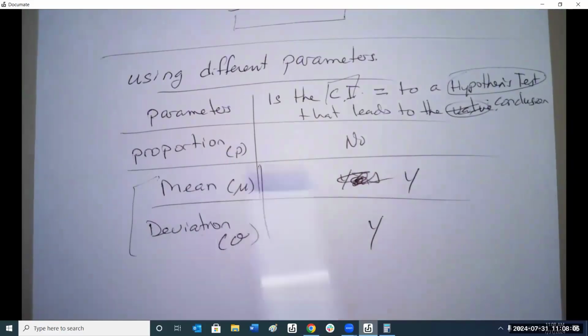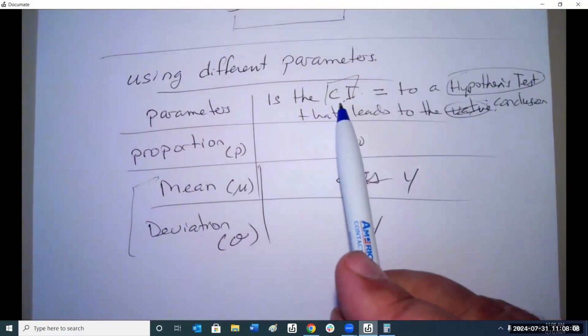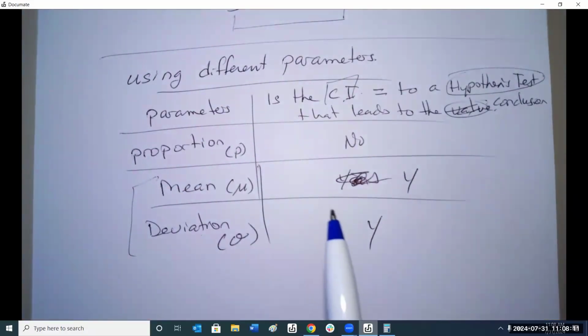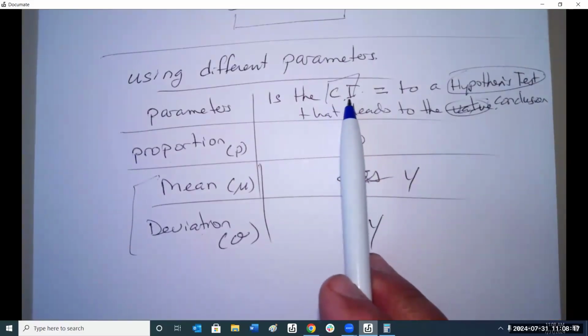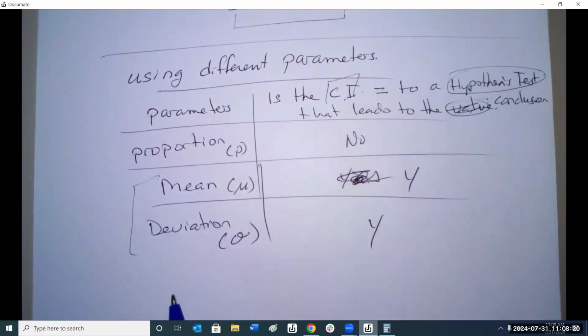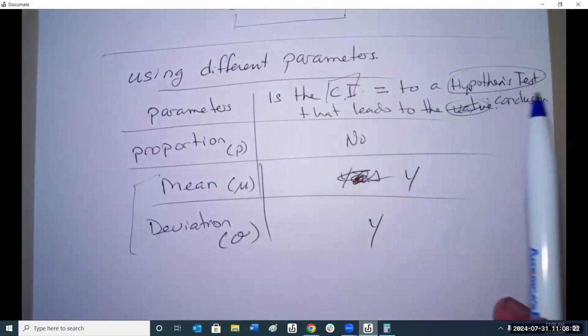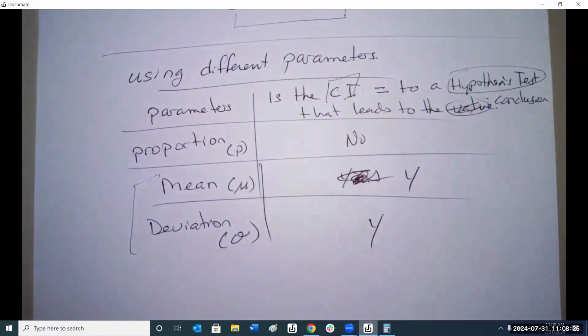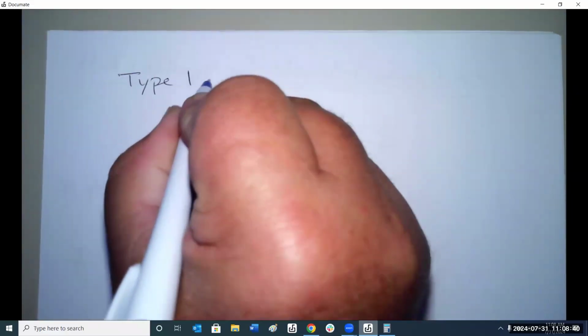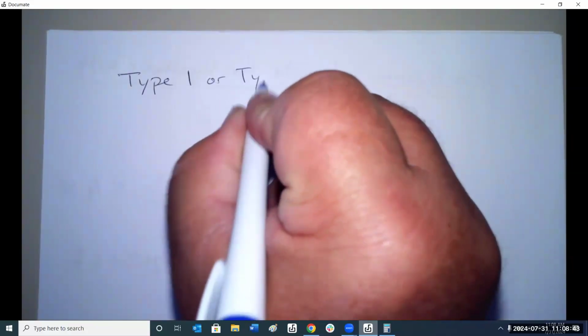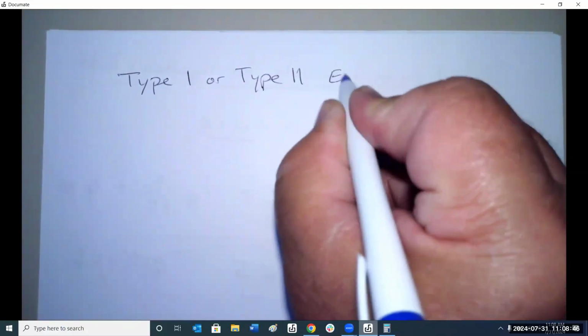So in other words, if you're looking to test a hypothesis, don't use the confidence interval method for proportions. It's more accurate using the specific hypothesis test for proportions than confidence interval testing. That's just to keep you from making errors. Type 1 or type 2 errors.